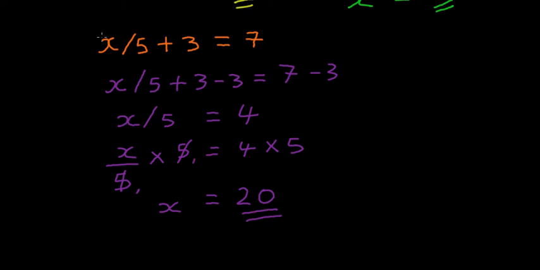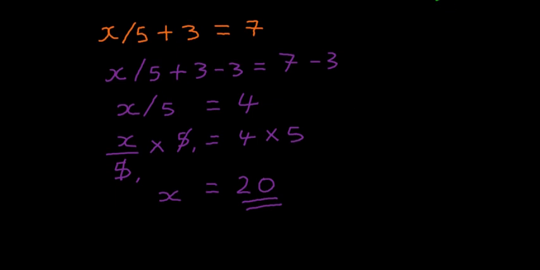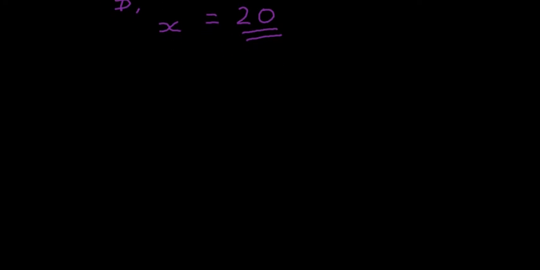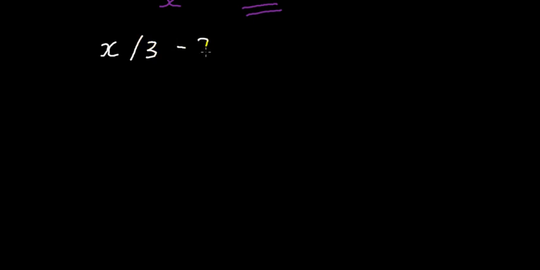That solved this equation, this puzzle. Let's try another example, something similar to this. Okay, we have x over 3 minus 2 equals 6.